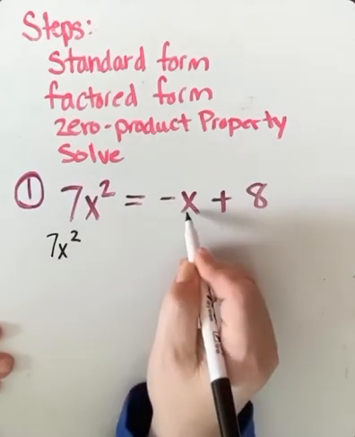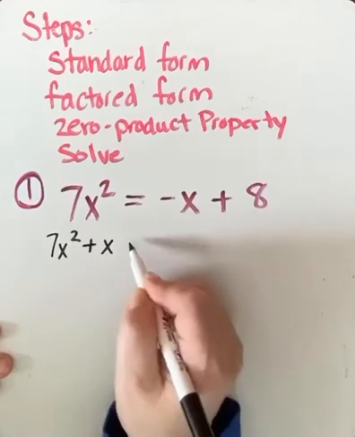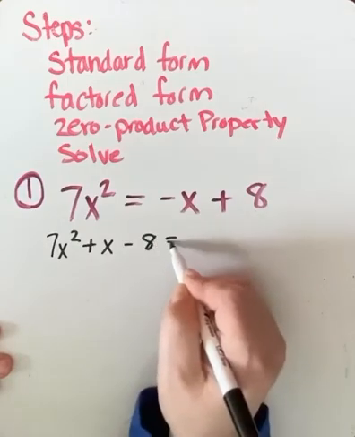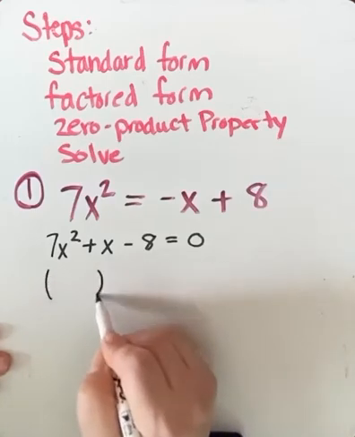I'm going to bring this negative x over, make it a positive x. Bring this positive 8 over, make it a negative 8. And then I can set it equal to 0 so it'll be in standard form. The next thing I'm going to need to do is to factor this.